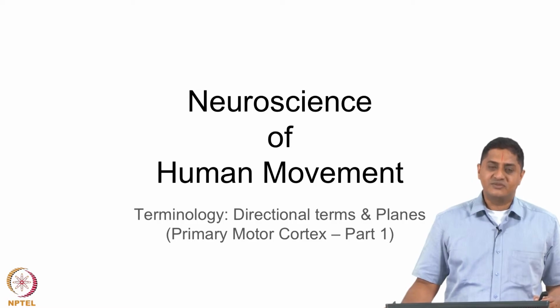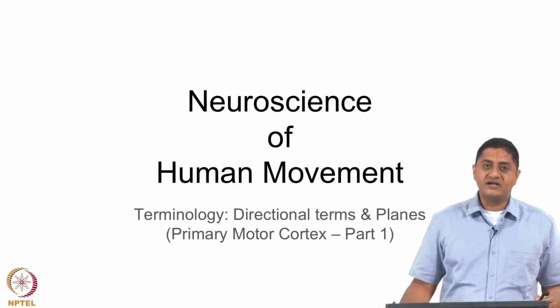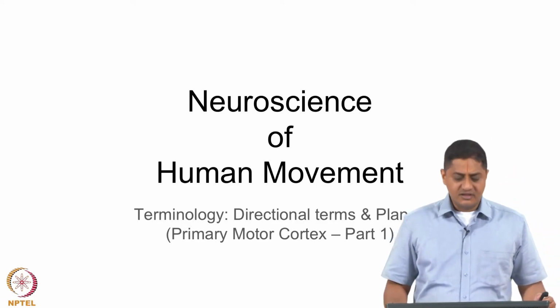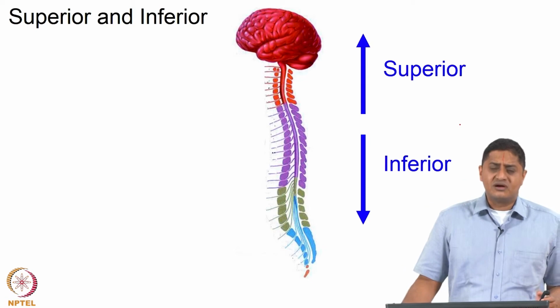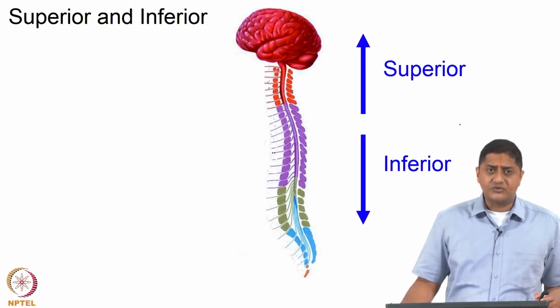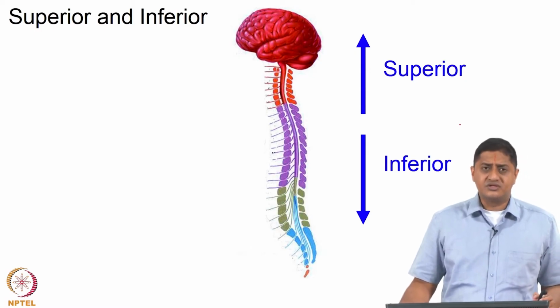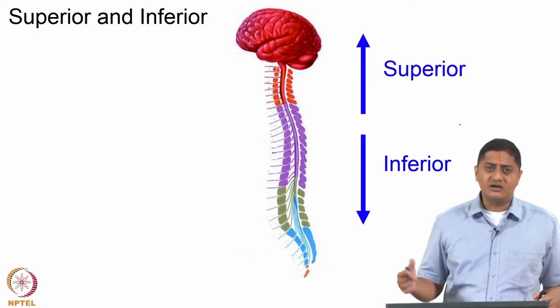In this lecture, we will be looking at terminology or directional terms that are used to refer to specific regions relative to other regions. Frequently, terms such as superior and inferior, ventral and dorsal, caudal and rostral, or posterior and anterior are used to locate specific regions relative to other regions. This may be in the spinal cord or in the brain.